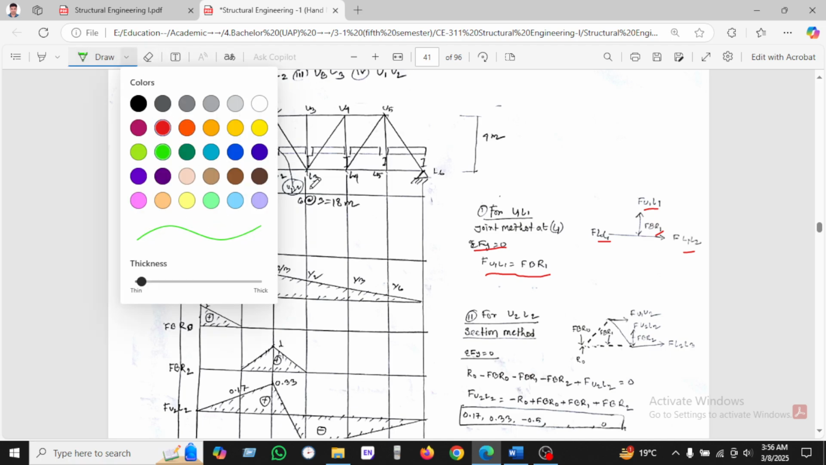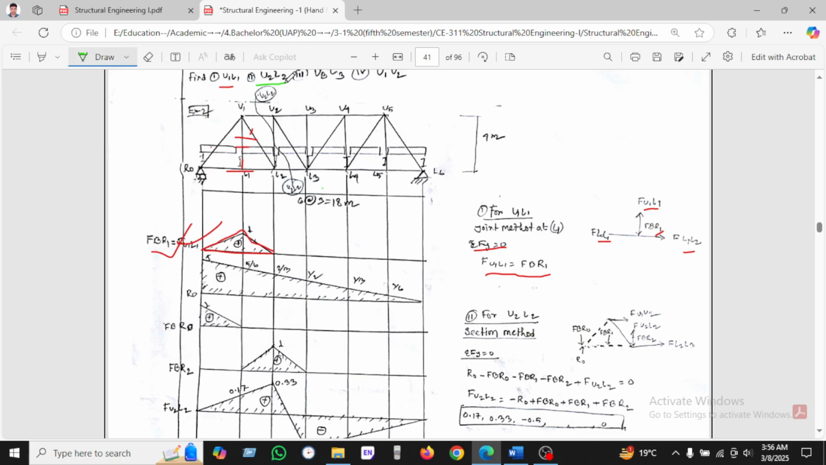And the second one we see here is U2 L2. This is the U2 and this is the L2. So we are taking U2 L2 by the section method. We are cutting the section here. This is the section we have already cut here. So it will be like this.